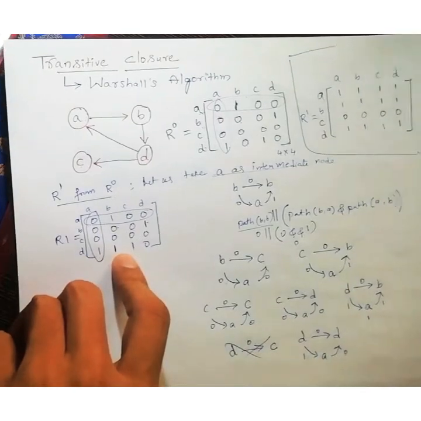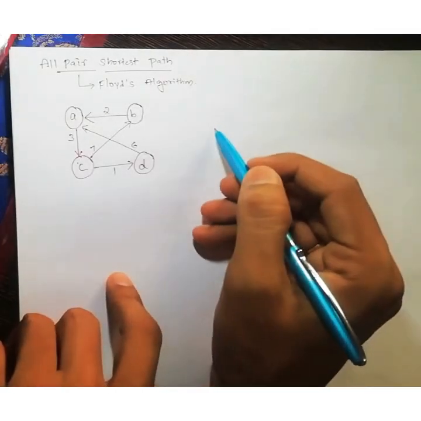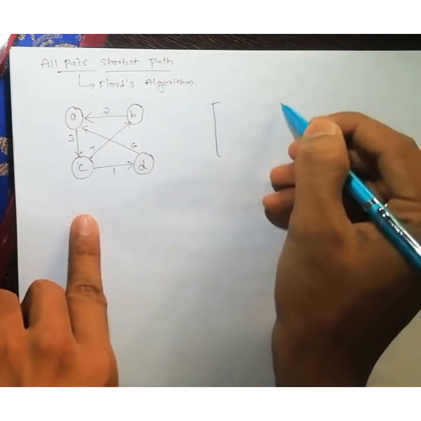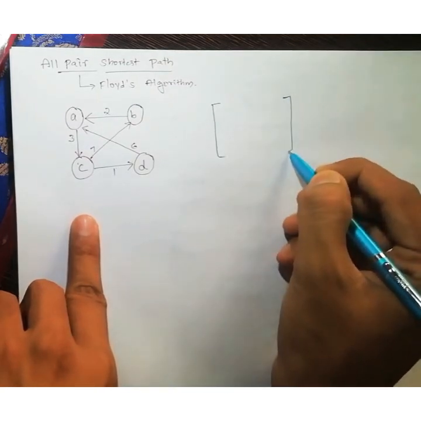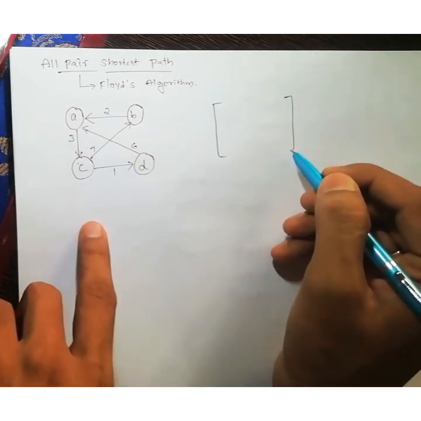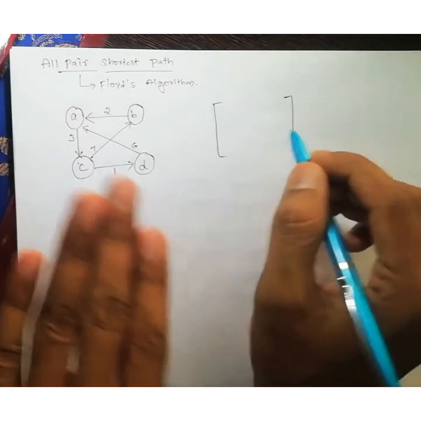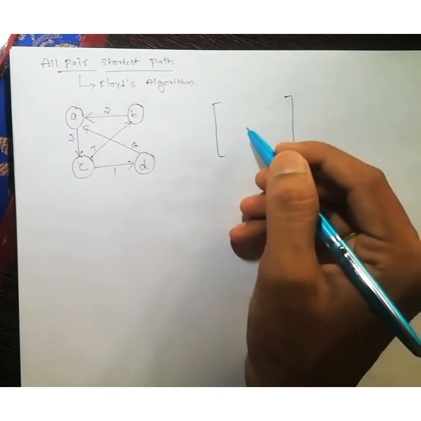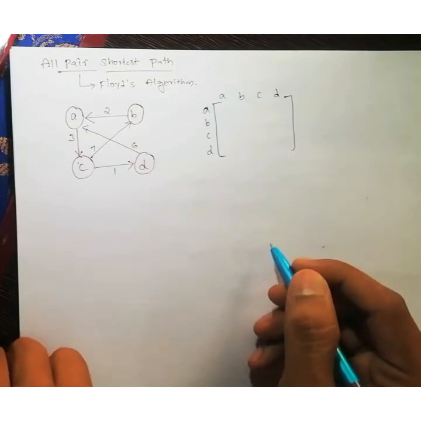So in Floyd's algorithm also the same procedure. First you have to write adjacency matrix, that means with direct edges, but here we are doing it in terms of weights and we are finding shortest path. In Warshall's algorithm we are finding all possible paths only, not related to weights. Okay, so let's see how to write adjacency matrix for the given graph.